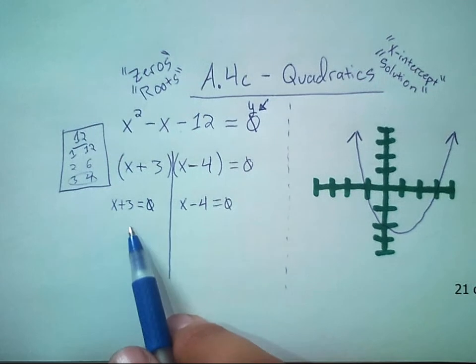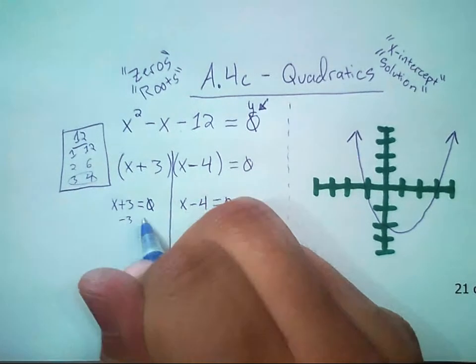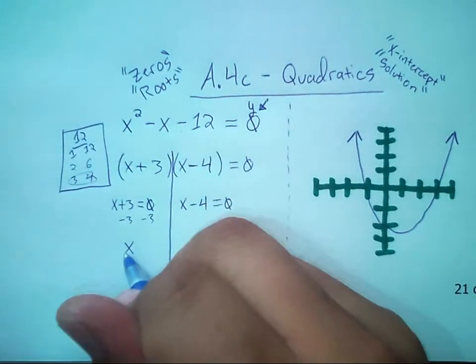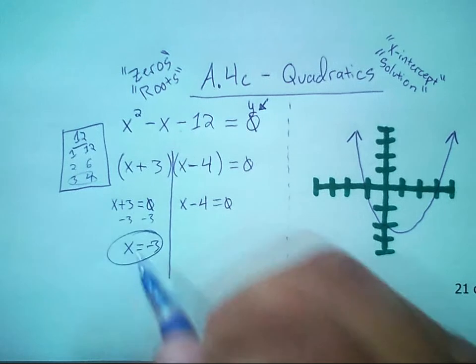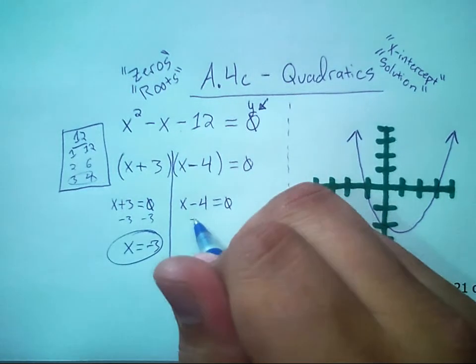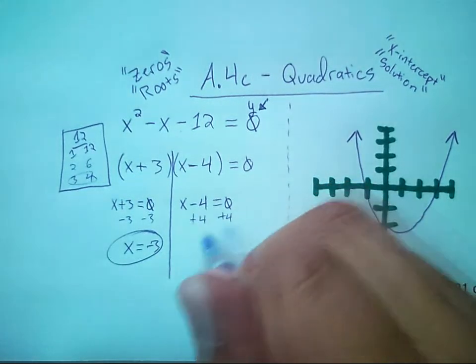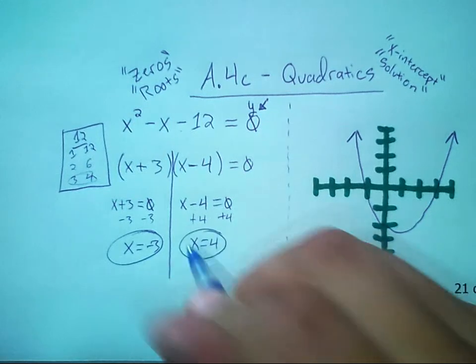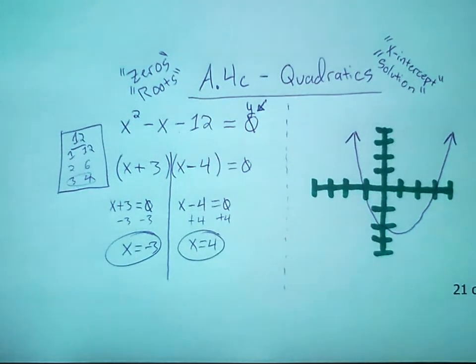So over here we have x plus 3 equals 0. That's pretty easy. Just go ahead and subtract 3 from both sides. So x equals -3. That's one of our roots. And then over here, to get rid of -4, we would just add 4, and that would give us x equals 4. Cool. So that's how you would do it algebraically.